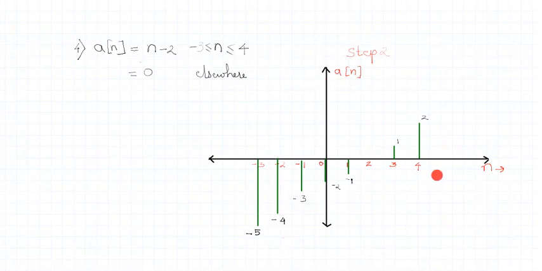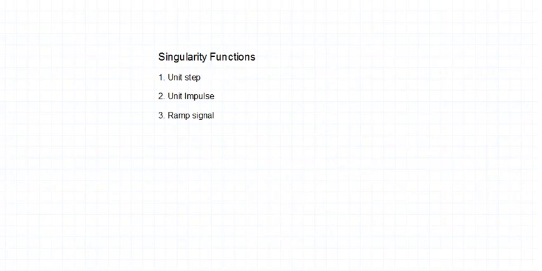Now we'll move on to the next part. What we discuss now are the singularity functions. So these singularity functions exist for both CT signals as well as DT signals. So we are going to discuss unit step, unit impulse and ramp signal in case of both CT signals as well as DT signals, right? So let us understand each of these singularity functions, right?